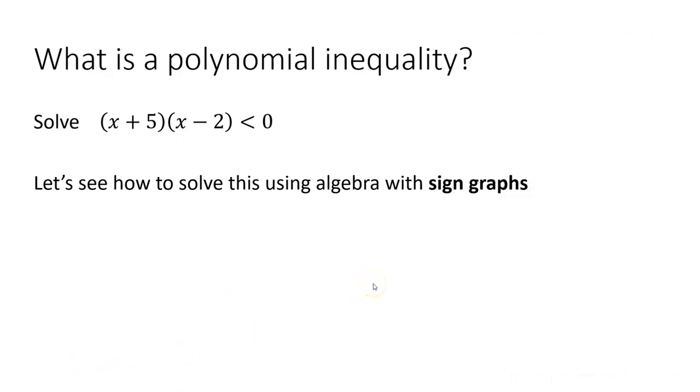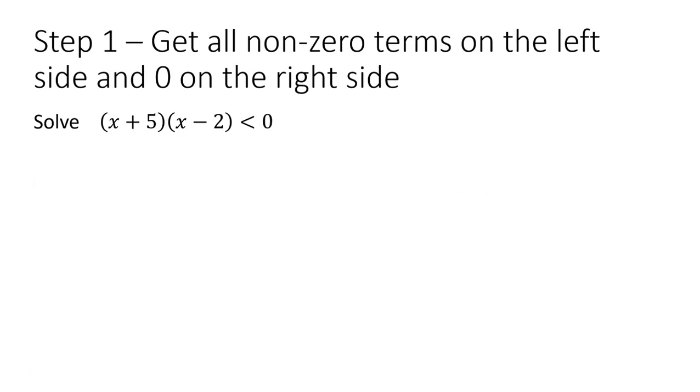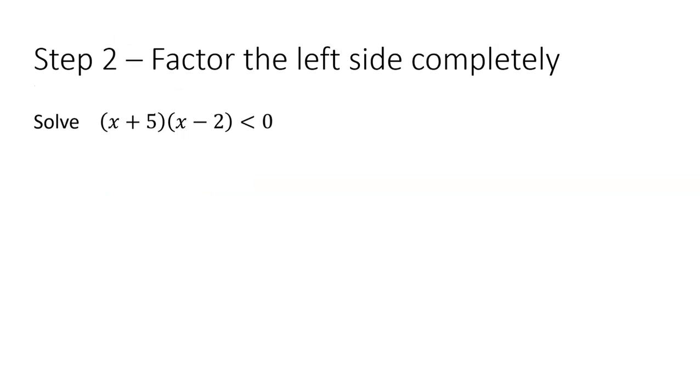But we're not going to graph everything. We need to see how we can do this using algebra, and we'll do it with sign graphs. Let's see if we get the same answer. Step 1 is to get all the non-zero terms on the left side and 0 on the right-hand side. You really do want to have 0 on the right. Well, that's already done for us in this problem. Step 2 is to factor the left side completely. And once again, that step is already done.